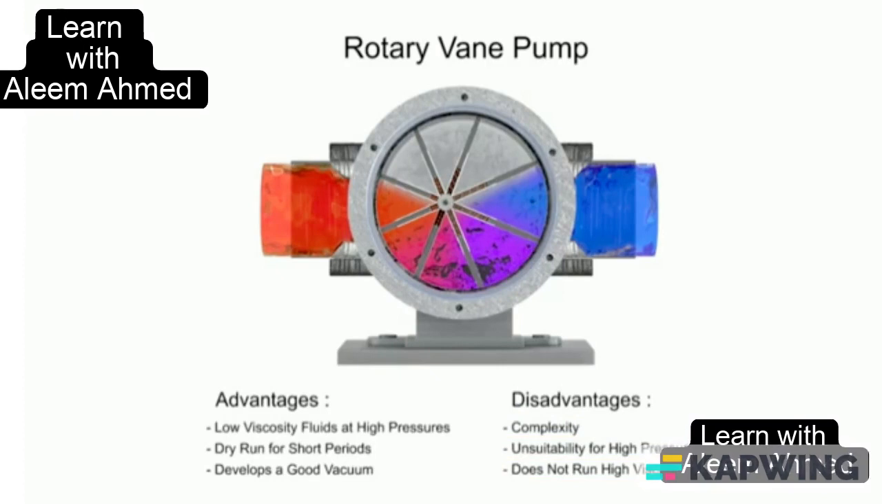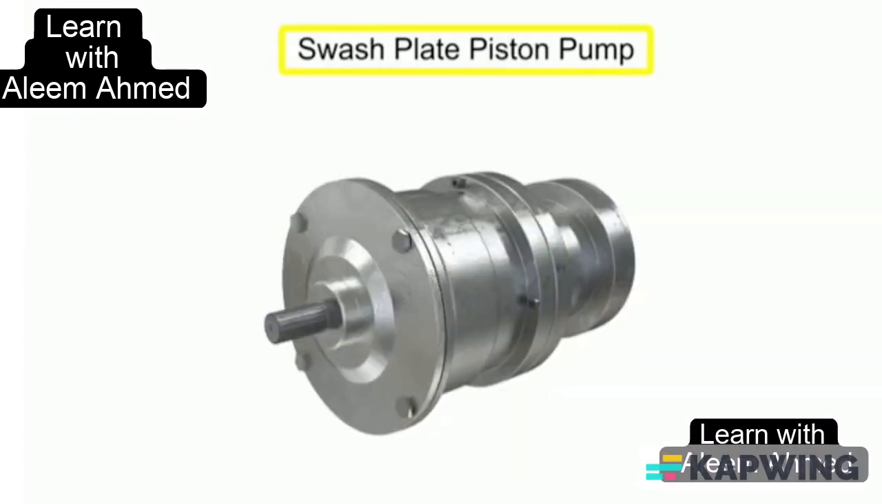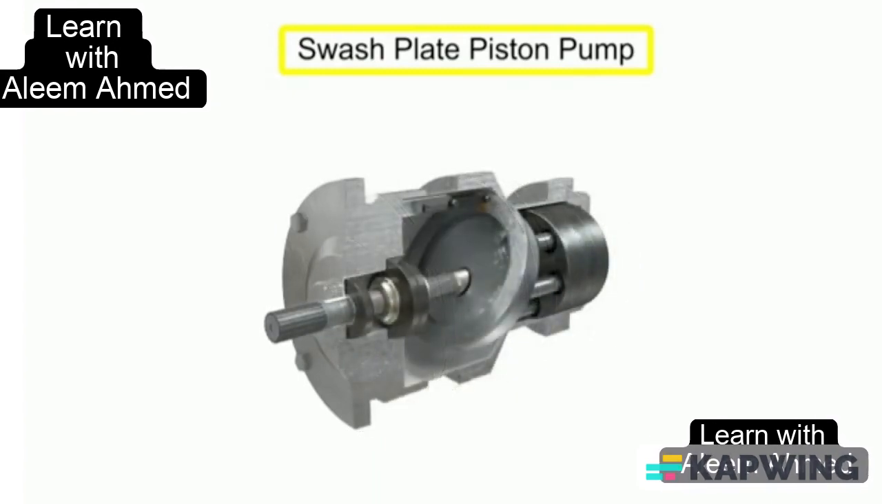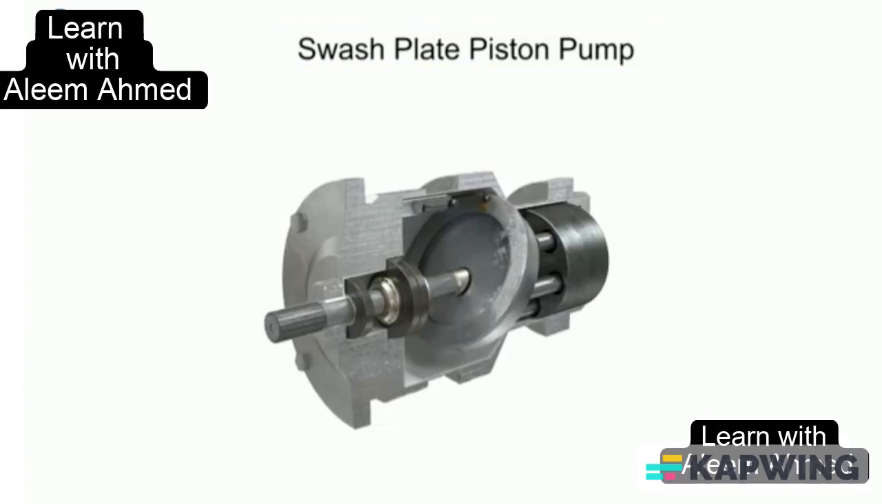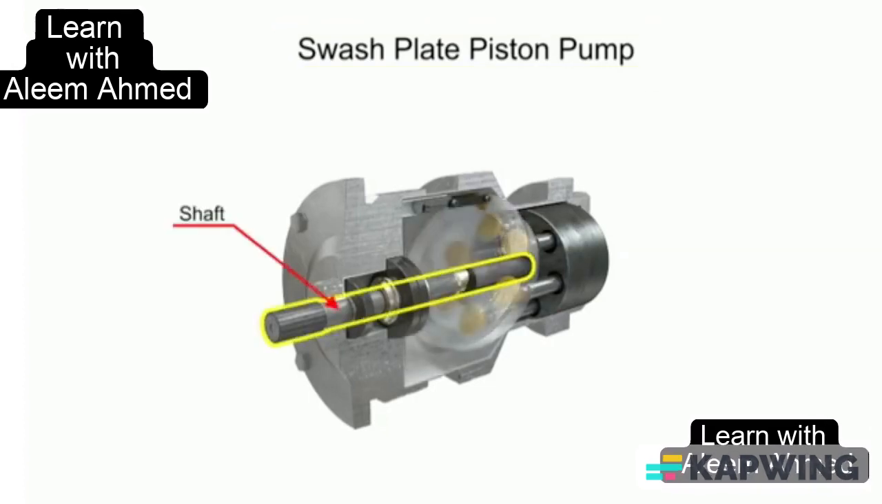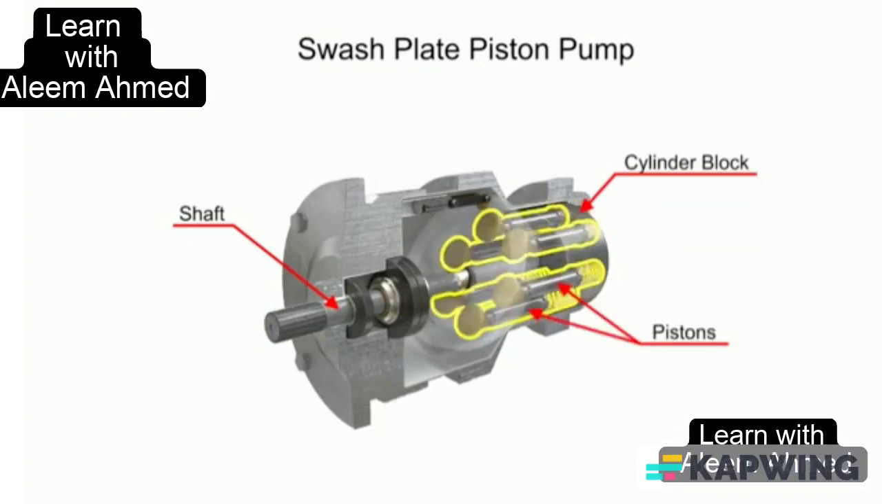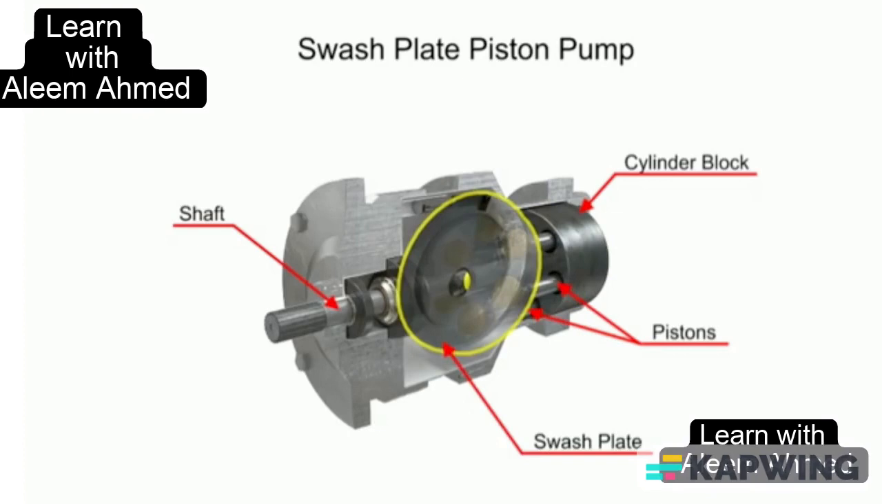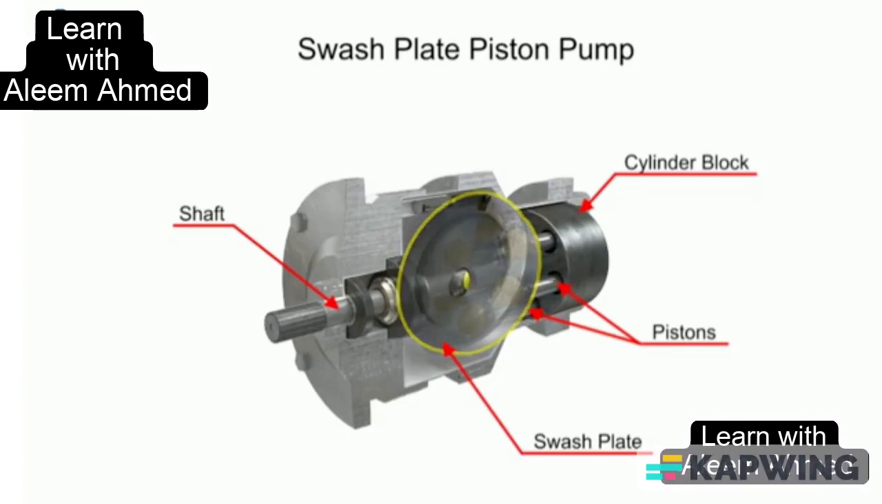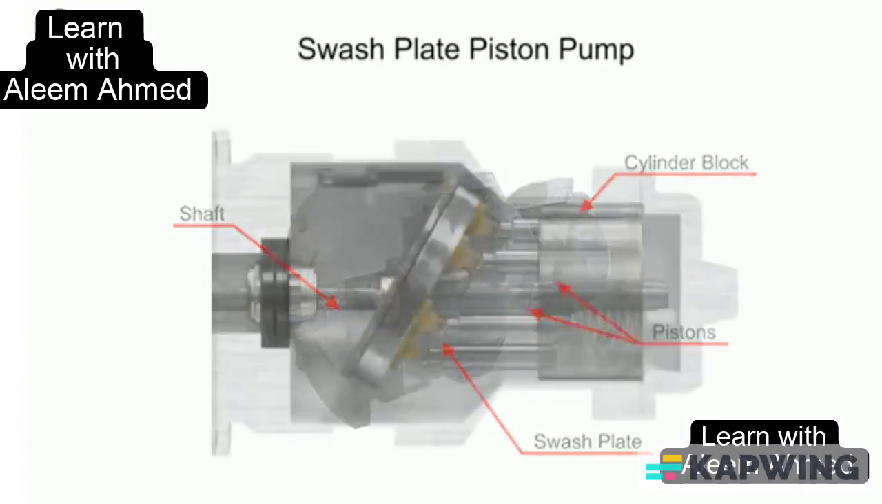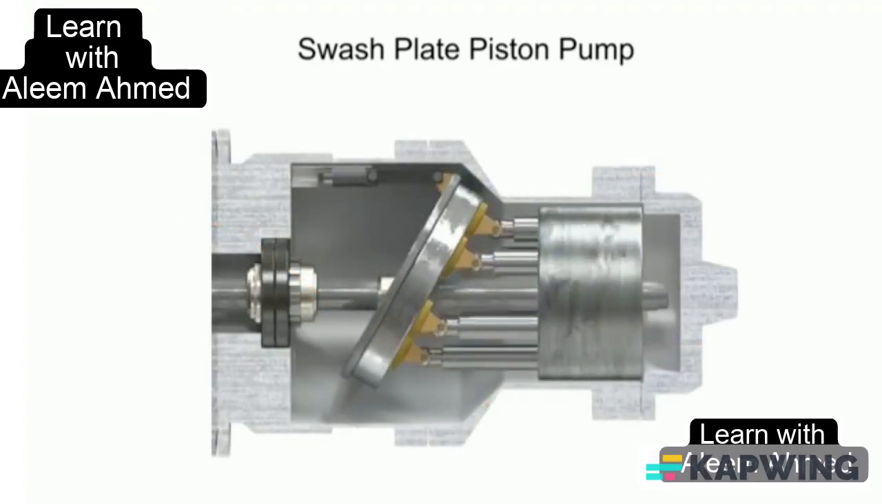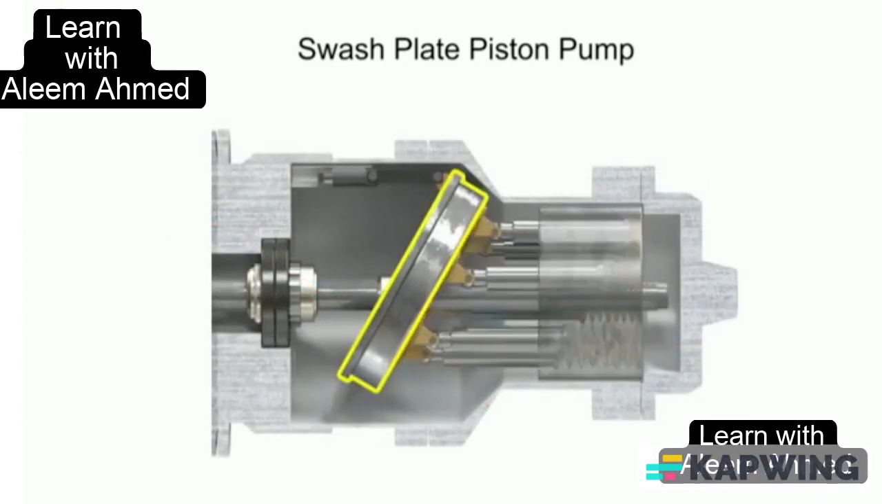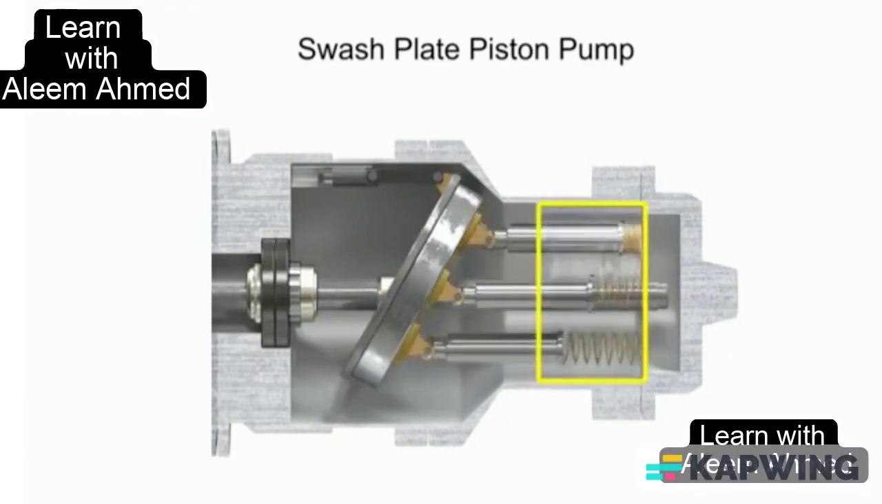Piston pumps come in many different forms. A swash plate is a device used to translate the motion of a rotating shaft into the reciprocating motion of a piston. Swash plate piston pumps have a rotating shaft connected to a cylinder block containing pistons, which are pressed against a stationary swash plate that sits at an angle to the cylinder. As the shaft rotates, the pistons move against the swash plate, causing them to reciprocate within the piston block.